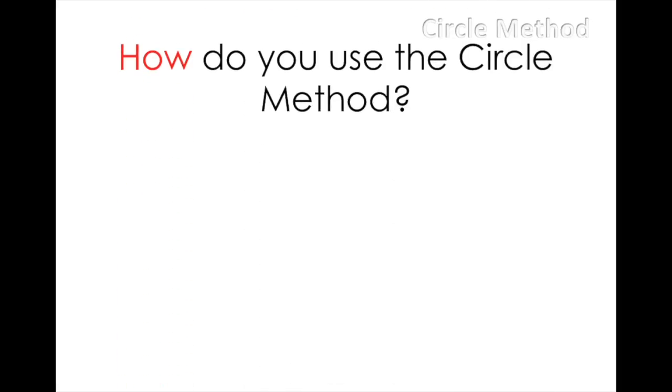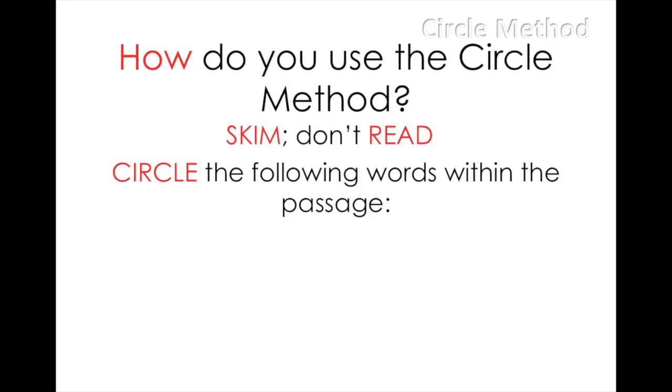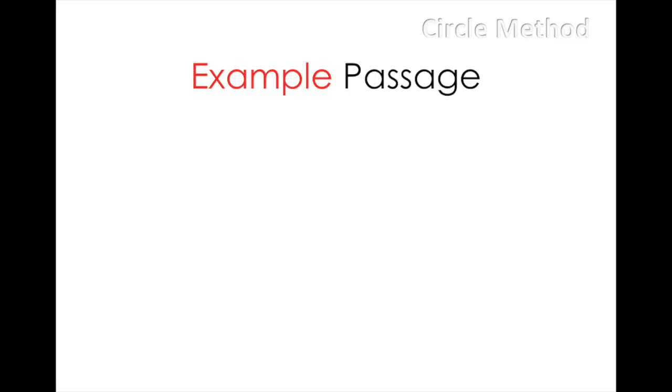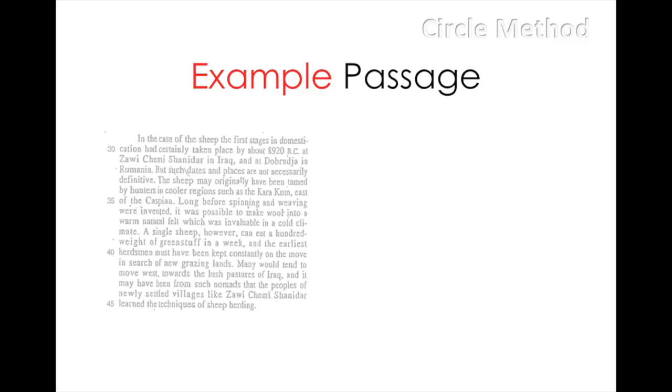The first thing to remember about how to use the circle method is to skim the passage instead of reading it. Don't get caught up in reading every word on the page. This will only slow you down unnecessarily. In the circle method, while skimming, you will circle the following types of words within a passage: names, dates, places, italics, and weird words. Now let's look at an example passage to see the circle method in action.